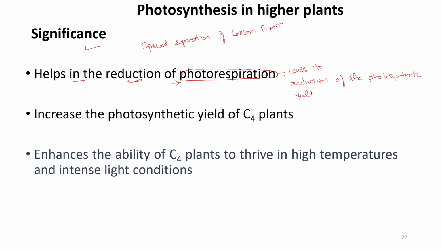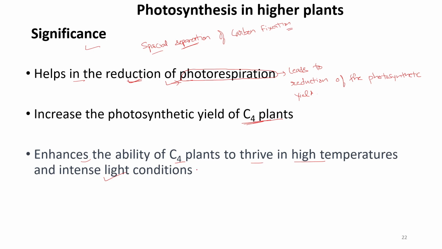Spatial separation. Okay. One carbon dioxide fixation was taking place in the mesophyll cells and another carbon dioxide fixation was taking place in the bundle sheath cells. So this is known as the spatial separation of carbon fixation. Now another significance of C4 cycle is it increases the photosynthetic yield of the C4 plant. How does it increase the photosynthetic yield? By reducing the respiratory pathway. And the third significance is it enhances the ability of C4 plant to thrive in high temperature and intense light conditions.